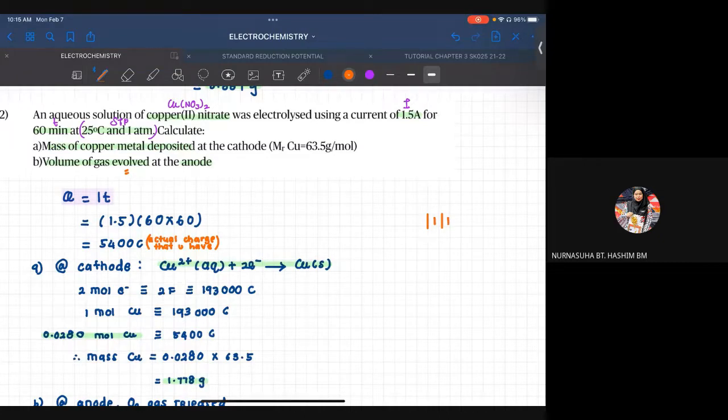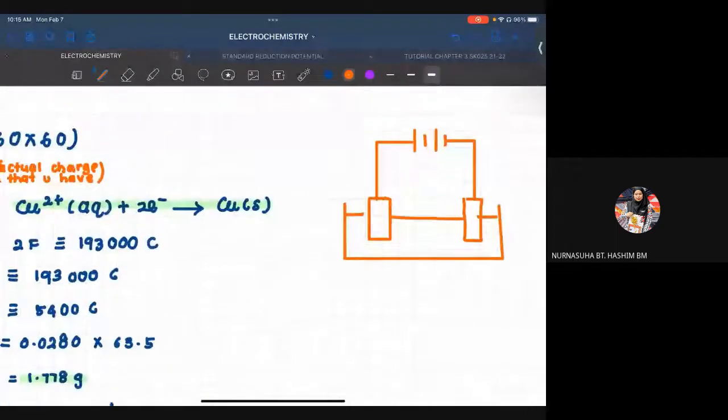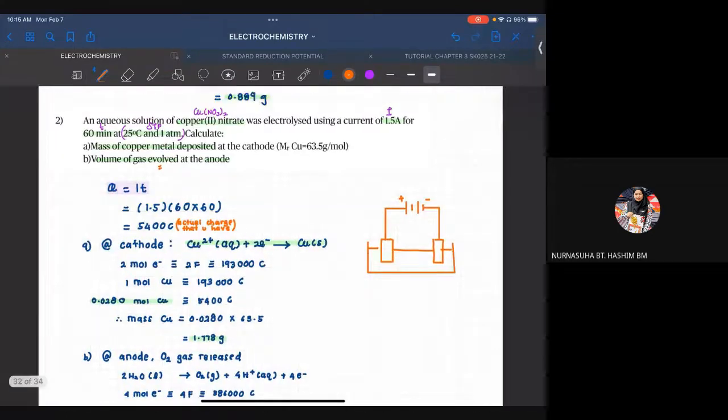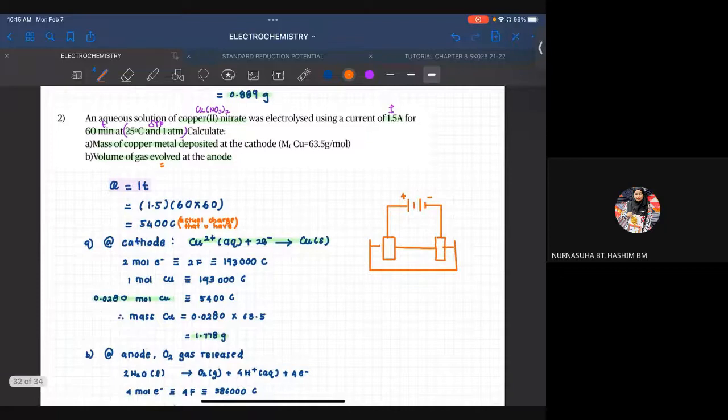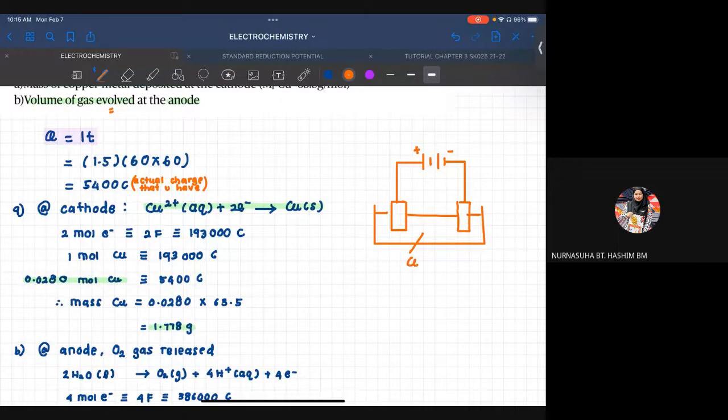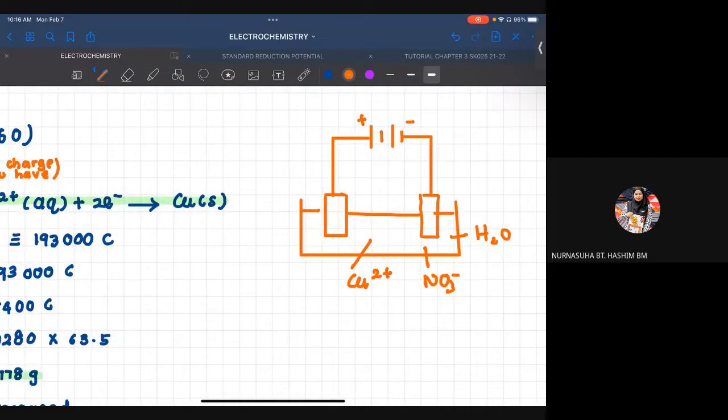you sketch the electrolytic cell. Okay, sketch the electrolytic cell. So the electrode, 2 electrode. Okay, the electrolyte. Okay, anode, cathode. So kita tak tahu copper nitrate. So this is the solution of Cu2+, NO3-, and water. So basically in this solution you have these 3 species. Okay, let's say lah kita guna platinum for both of the electrode.